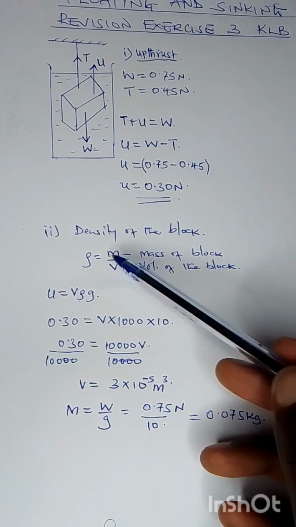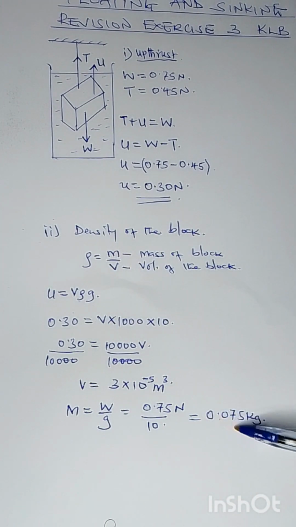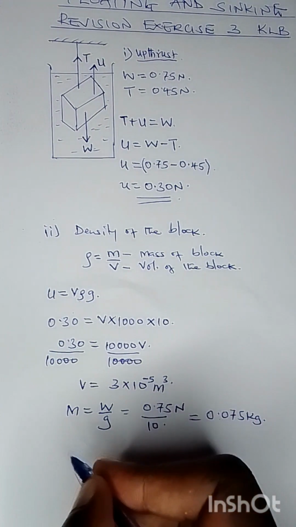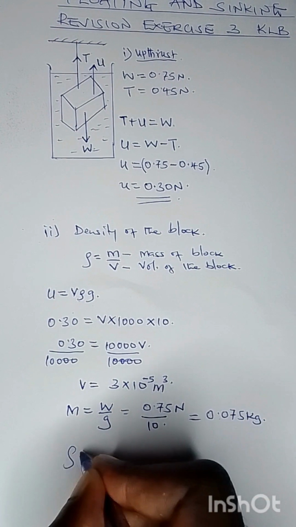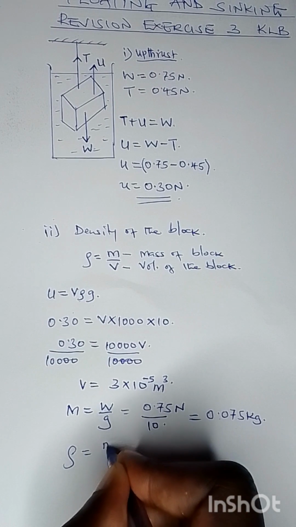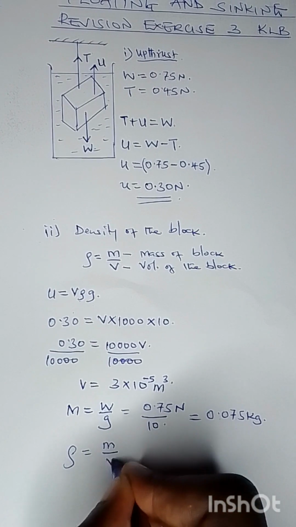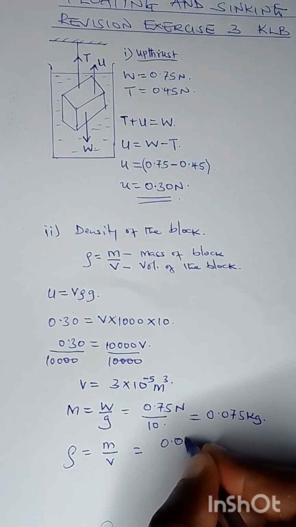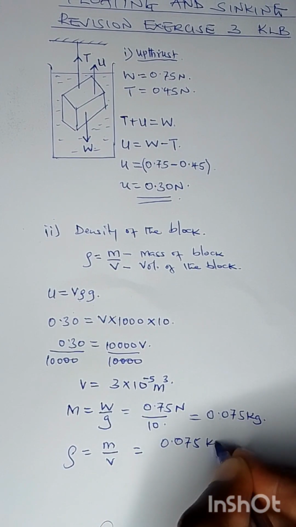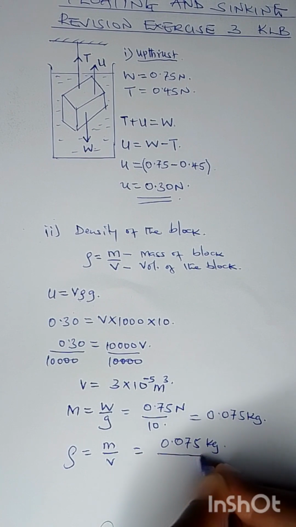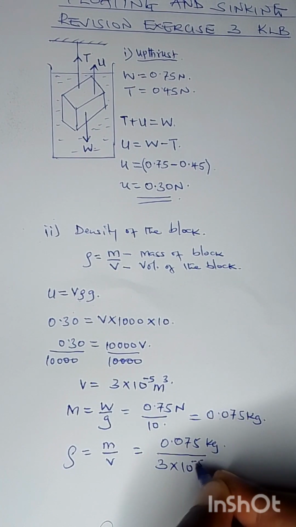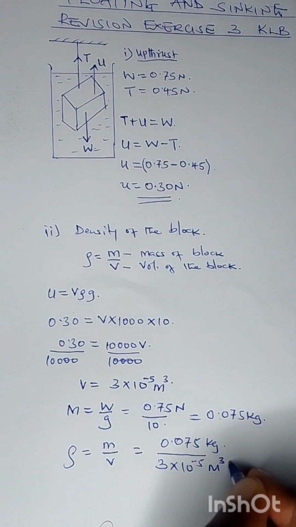From there, I have all the parameters that are required to get the density of the block. I have the mass with me, I have the volume with me, so I can go ahead and get the density of the block. So density of the block is given by mass divided by volume. And my mass is 0.075 kilograms divided by 3 times 10 to the power negative 5, of course, cubic meter.